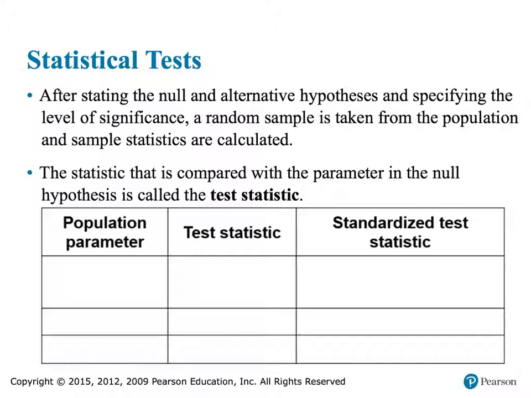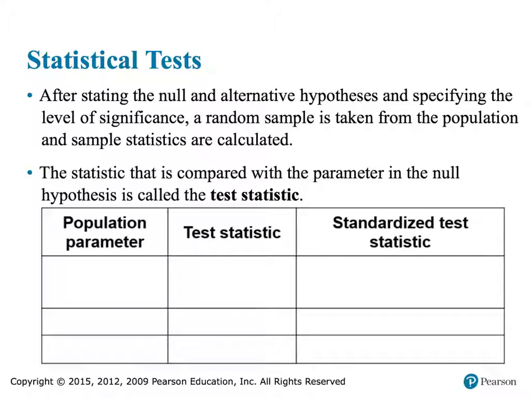So a hypothesis test, also known as a statistical test, is something where, after we state the null and the alternative hypothesis and we specify a particular level of significance, and we said the most common levels of significance are 0.10, 0.05, and 0.01, then what we want to do is compare the statistic that we get from our sample to the claim that is made about the population value.